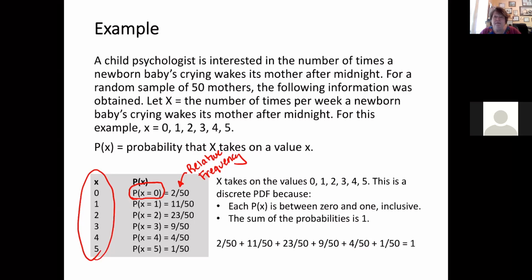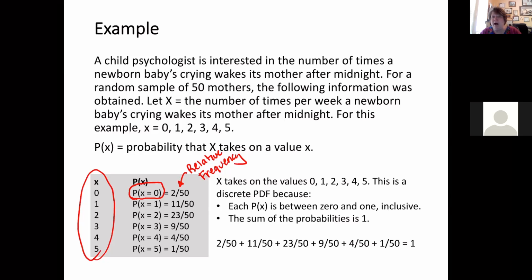9 of the moms out of 50 told their child psychologist that the baby woke them up 3 times. So the probability that the random variable takes on the value of 3 is the relative frequency, 9 out of 50. Probability that the random variable takes on the value of 4 is 4 out of 50. And the probability that the random variable takes on the value of 5 is 1 out of 50. Only one of the moms out of the 50 said that the baby woke her up 5 times during the week.